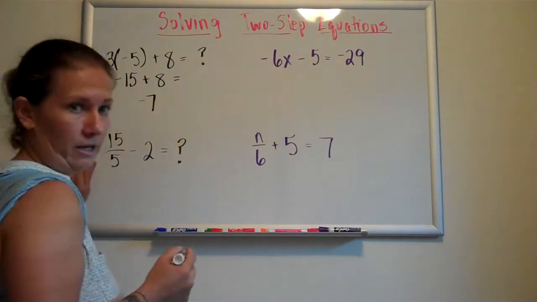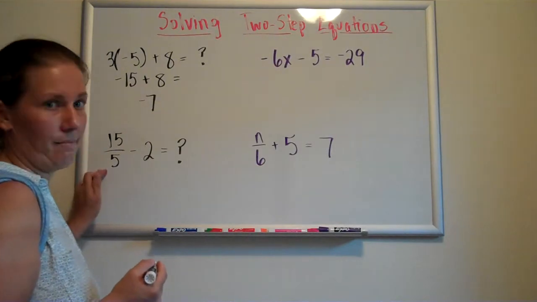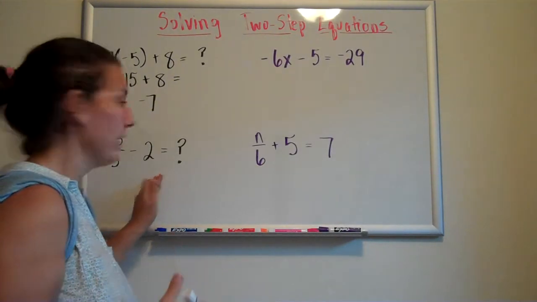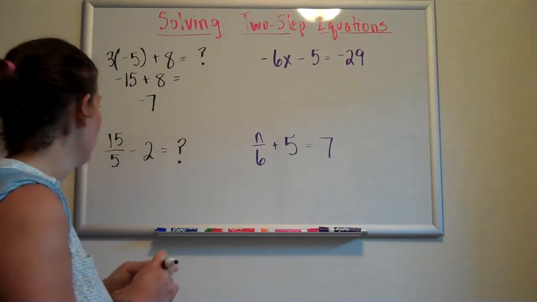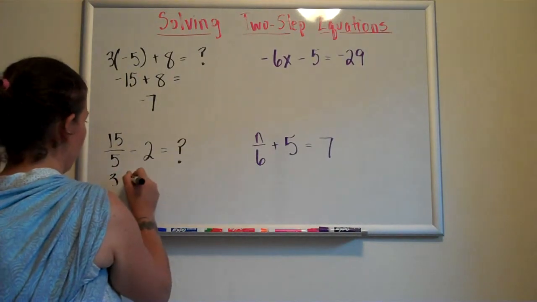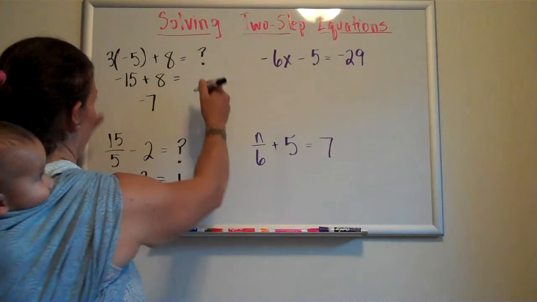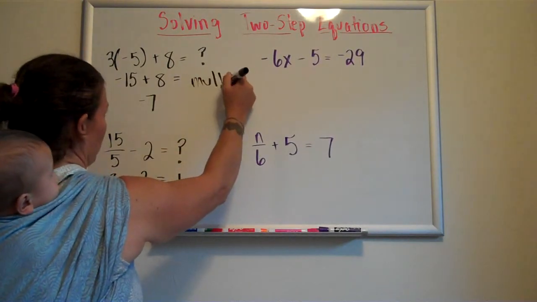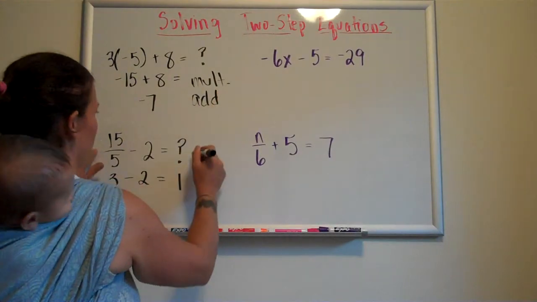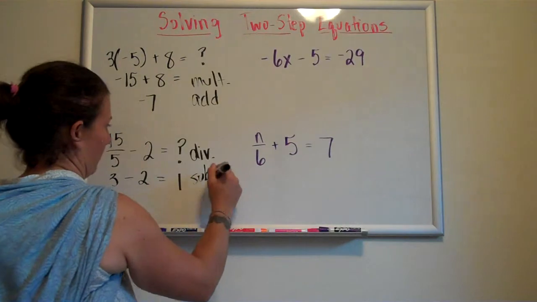Same thing down here, the only difference is now we're dividing. So I have 15 divided by 5 minus 2. Order of operations says we divide before we add or subtract. So I'm going to divide 15 by 5 and get 3 minus 2, which is 1. So up here, we did multiply, and then we added, and here we divided, and then we subtracted.